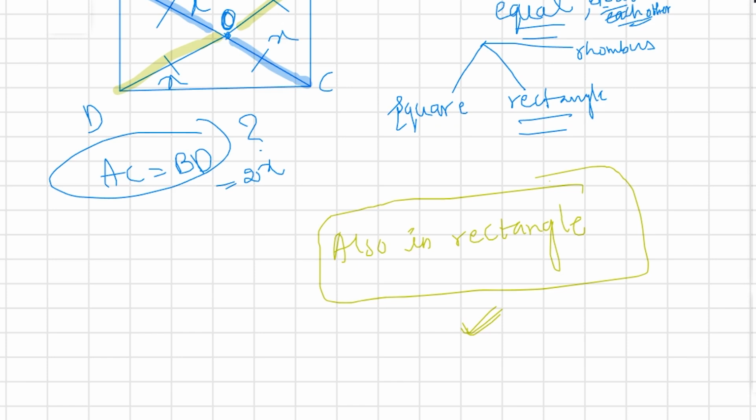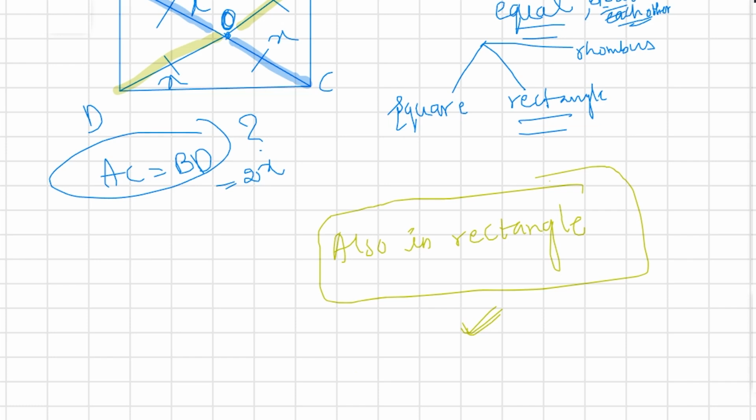H is. I said it's rhombus. Good. Rhombus. Rhombus angles are perpendicular to each other. And they get bisected individually. That's it.